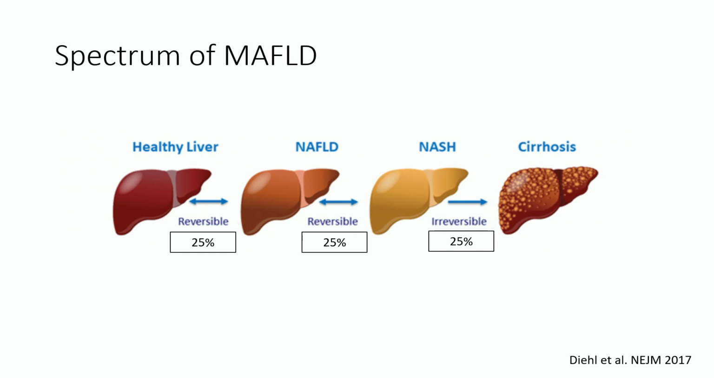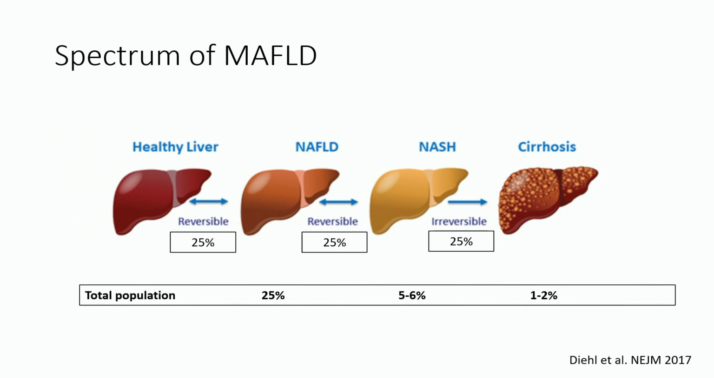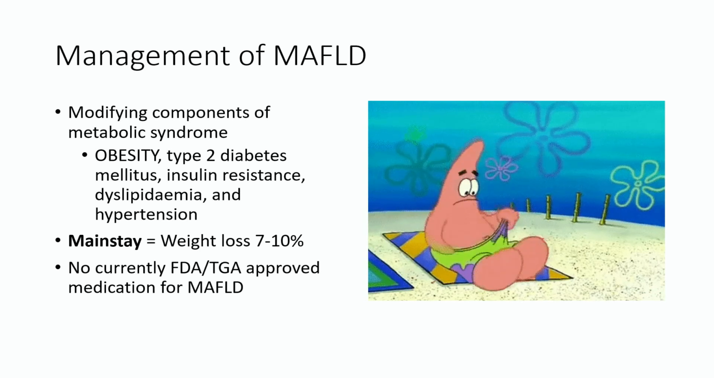There is, of course, a broad spectrum from a healthy liver, of which a quarter will have fatty liver disease, of which a quarter will have NASH, of which a quarter will have cirrhosis. So that ends up in the population meaning 1 to 2% of the population will have cirrhosis, 5 to 6% will have NASH, and 25% will have fatty liver disease. And remembering all of these categories can turn into HCC, which is why we have to be mindful of this.